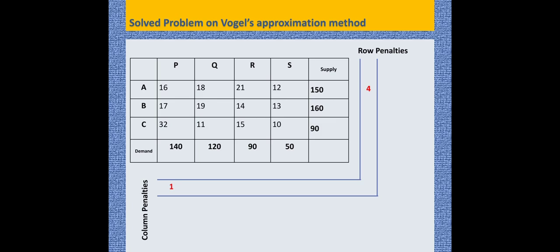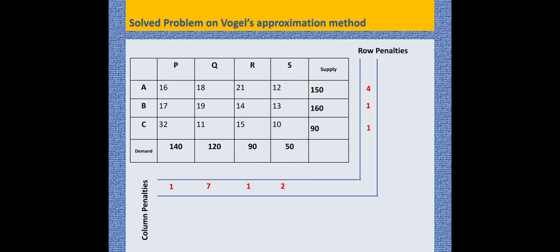Similarly, we calculate it for the other rows and columns. Here 13 and 14 are the two least costs. 14 minus 13 is 1. 10 and 11 are the least costs for this particular row. 11 minus 10 is 1. Similarly, here 11 and 18 are the least costs. 18 minus 11 is 7. 15 and 14, 1. 10 and 12, 2.